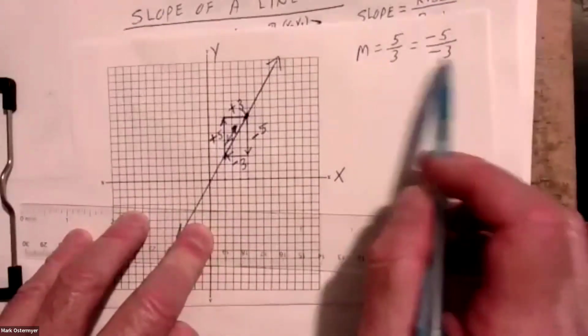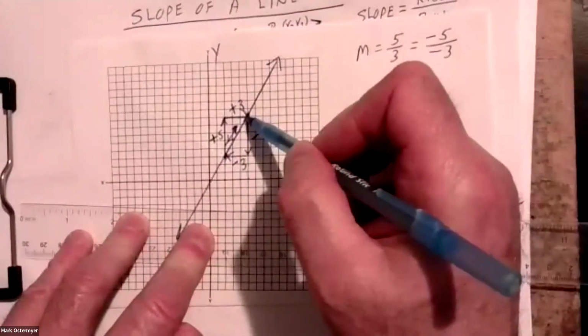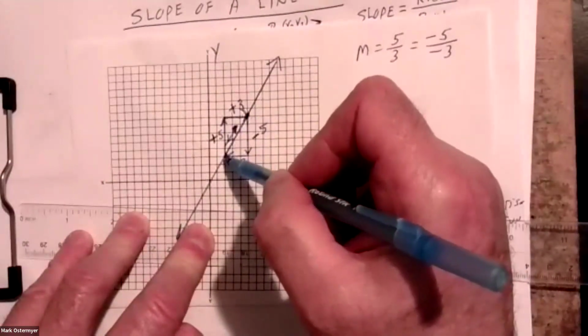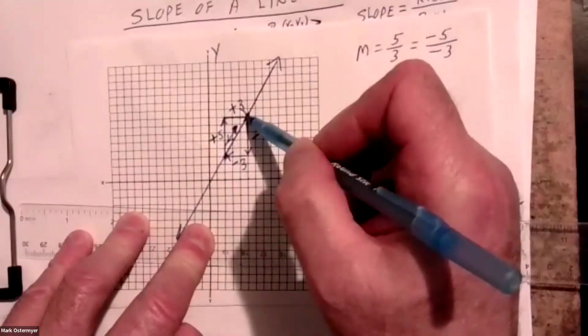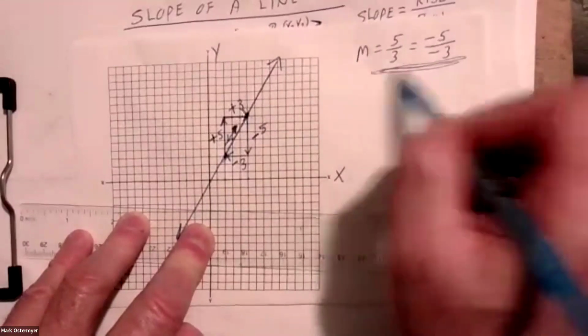These are equal. So it doesn't matter if you choose this as your first point and this your second point, or choose this as your first point and this your second point. It doesn't matter if you walk from this point up to this point or from this point down to this point. The slope in each case will be the same for that line.